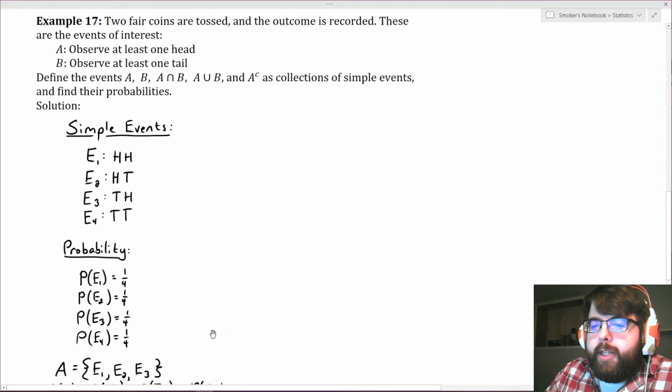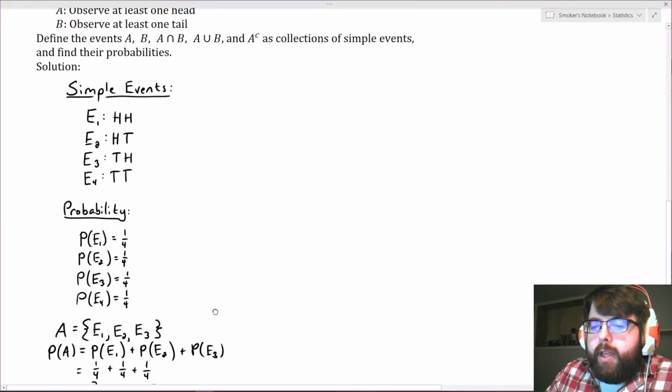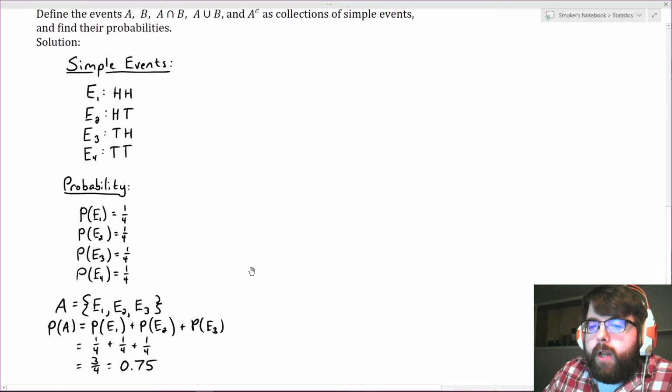But before we do that, actually, let's find the probability of A. The probability of A is the probability of E1 plus the probability of E2 plus the probability of E3. So there's a 3/4 chance of getting at least one head. That's 75%, or 0.75.